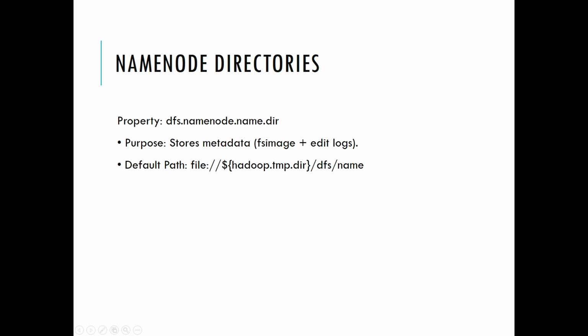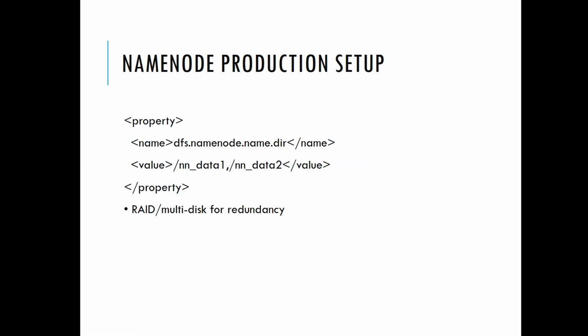the metadata. In production, the NameNode directories are often configured to point to multiple disk volumes such as /nndata1 and /nndata2, as shown in this XML snippet. This setup allows the use of RAID on multiple disks, which provides redundancy. This means if one disk fails, the metadata is still available from the other.